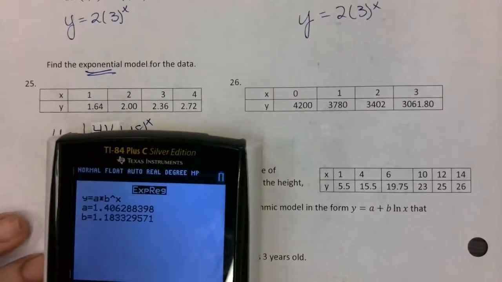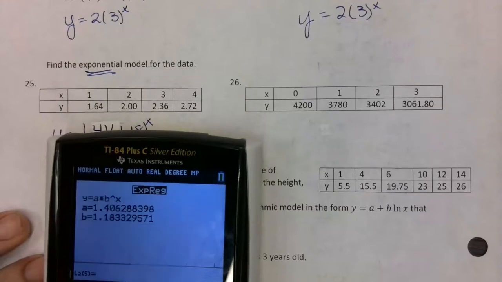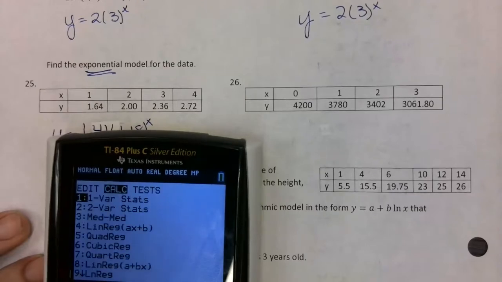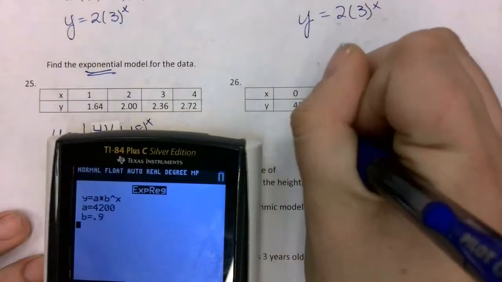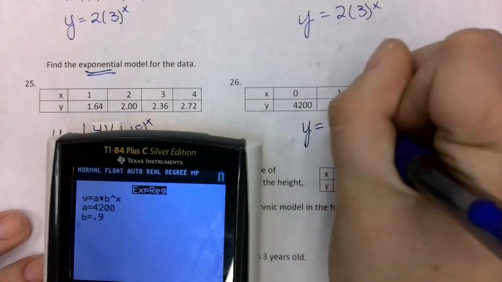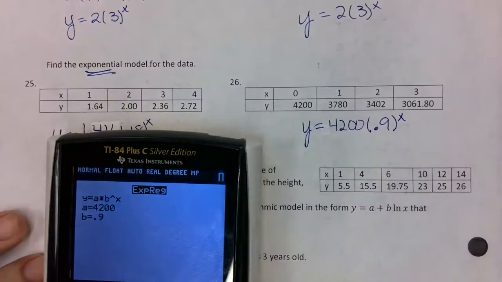Same thing for 26, so I'm going to enter those. This time my x's are 0, 1, 2, 3. And my y's are 4200, 3780, 3402, 3061.8. I go stat, calc, 0. All the way down to calculate. I get y equals 4200 times 0.9 to the x.